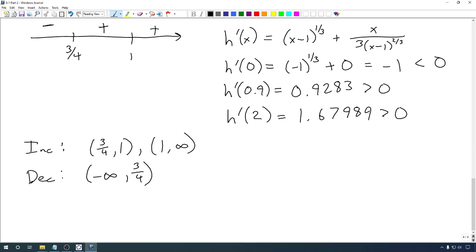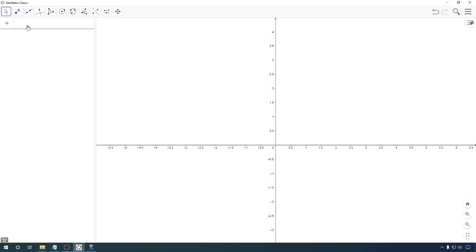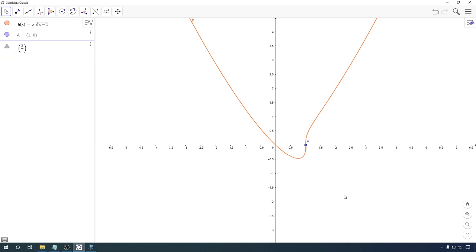Let's look at the graph of this. So remember, our function here is h of x equals x times the cube root of x minus 1, and we get this particular curve here. Now it does have two critical points. Like we said, (1, 0) is a critical point, but also 3/4, comma, whatever the value of the function is at 3/4, which turns out to be about minus 0.47.